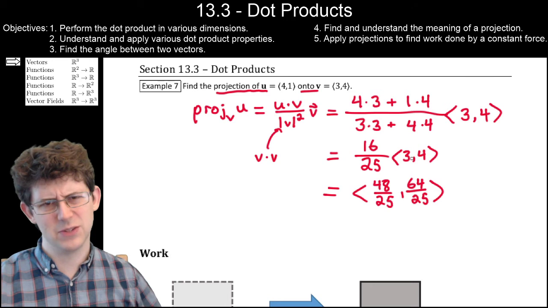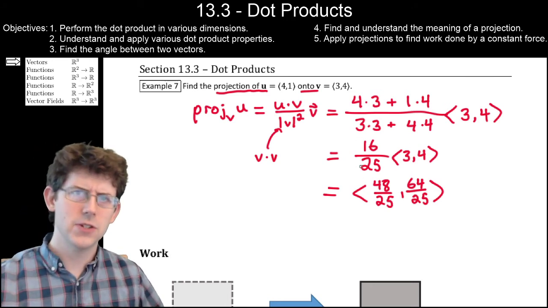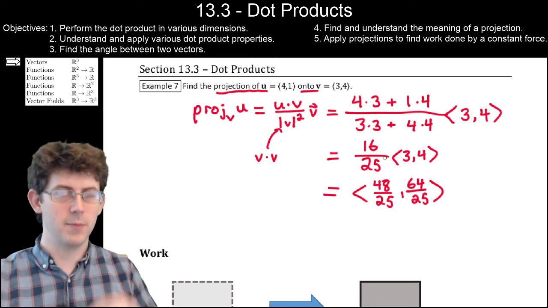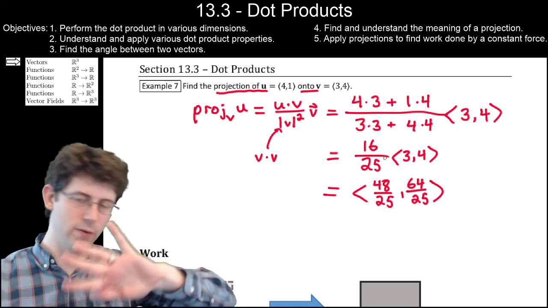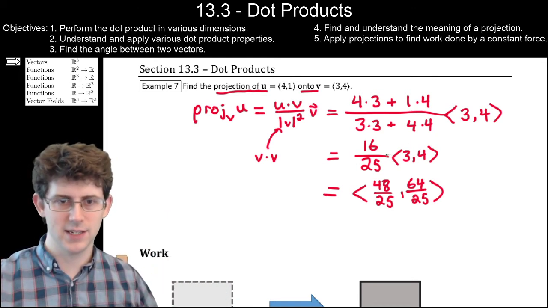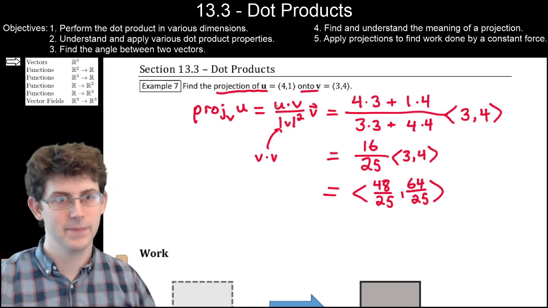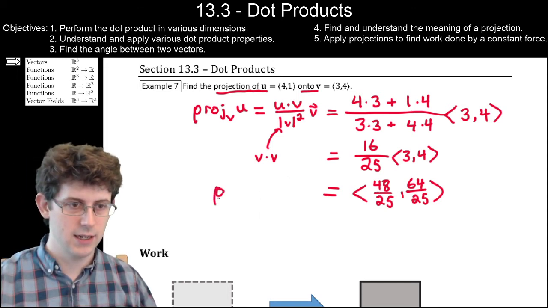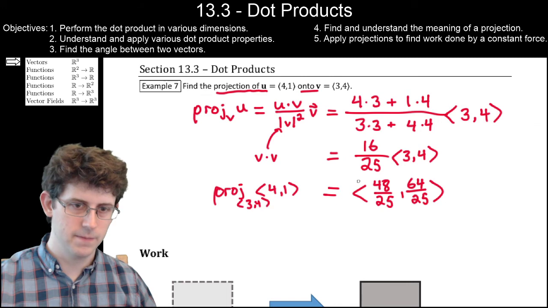Is it really called distribute? Distribute is the wrong word. Let me scale the vector. You use the word distribute if you have a multiplication and an addition, and you're using one to distribute over the other. There aren't two operations here. There's just a scalar multiple, so you shouldn't call it distributing. Anyway, this is the projection of 4, 1 onto 3, 4.